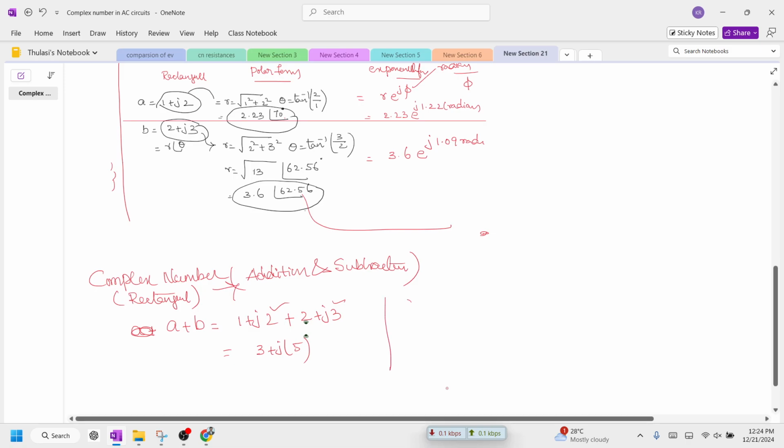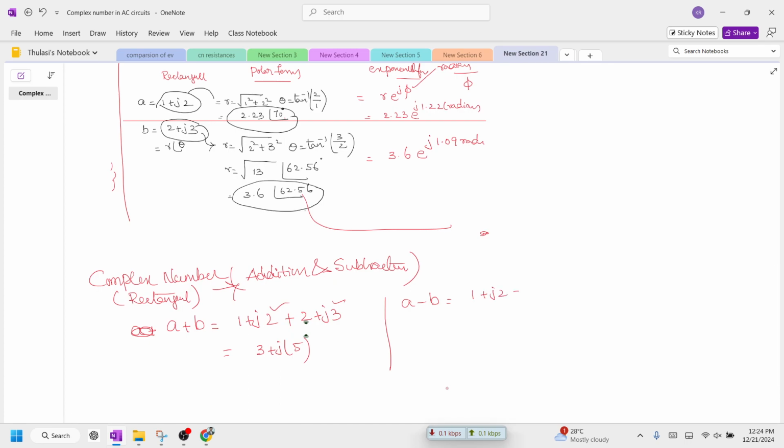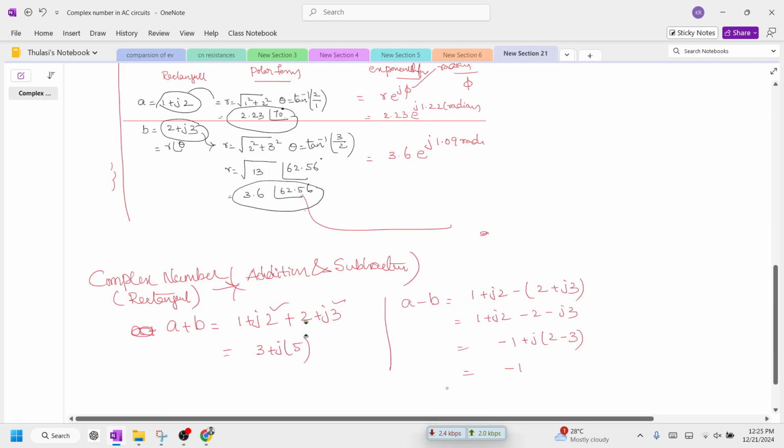And coming to the subtraction, a minus b. So how to write this? 1 plus j2 minus 2 plus j3. So we can write this as 1 plus j2 minus 2 minus j3. So this you can write as minus 1 plus j into 2 minus 3. This is minus 1 minus j1.